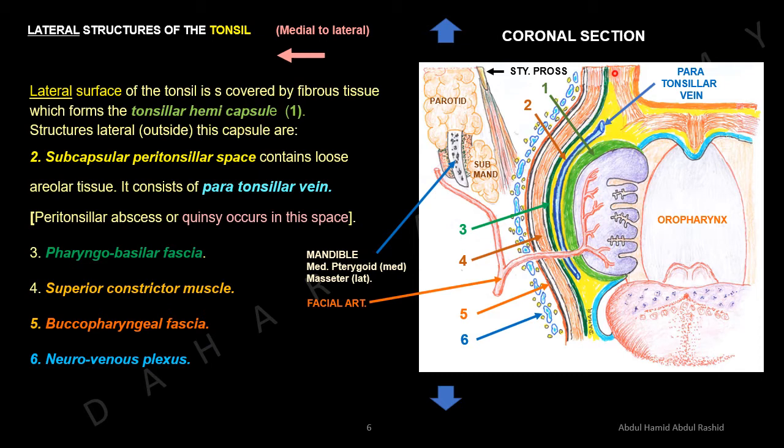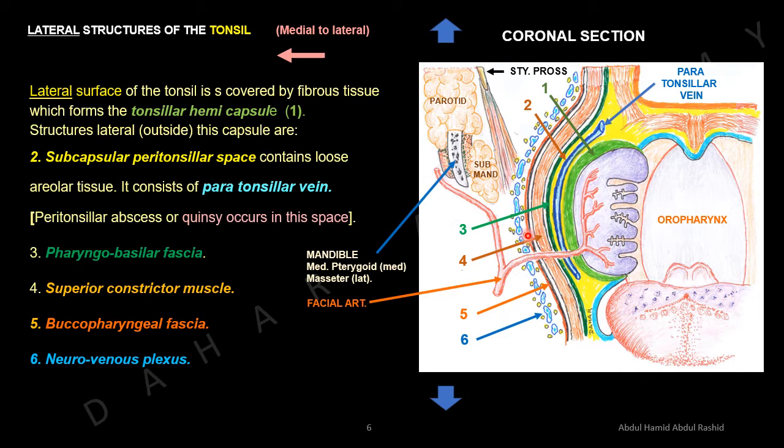Coming from the base of the skull, this is the pharyngobasilar fascia. We have already mentioned that it will come down from this side. Then next to that one is the fourth layer, that is the superior constrictor muscle.